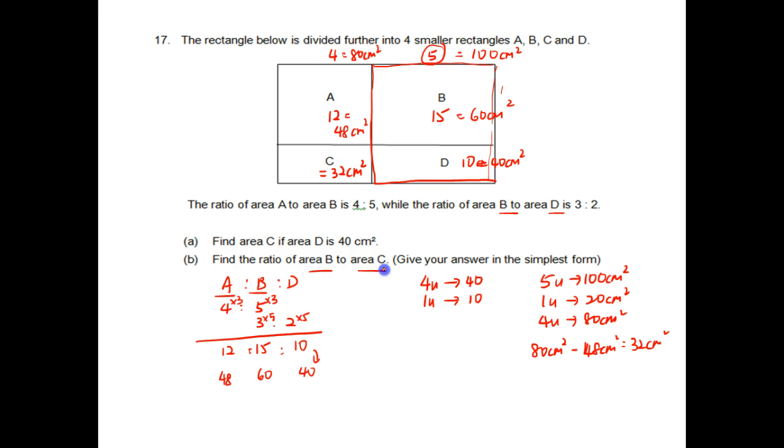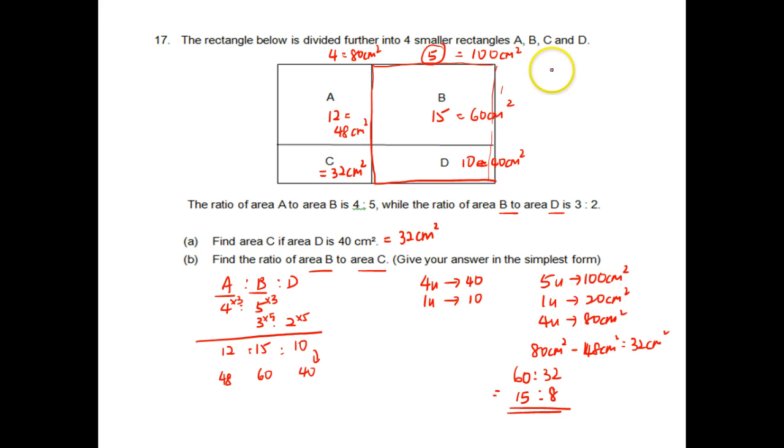Find the ratio of B to C. My B is 60. My C is 32. Simplest form: if I divide by 4, I will get 8, and 60 divided by 4 is 15. So my answer is 15 is to 8. This is 32 cm square.